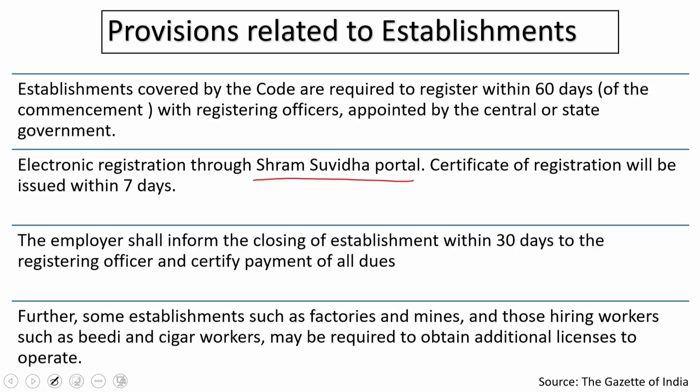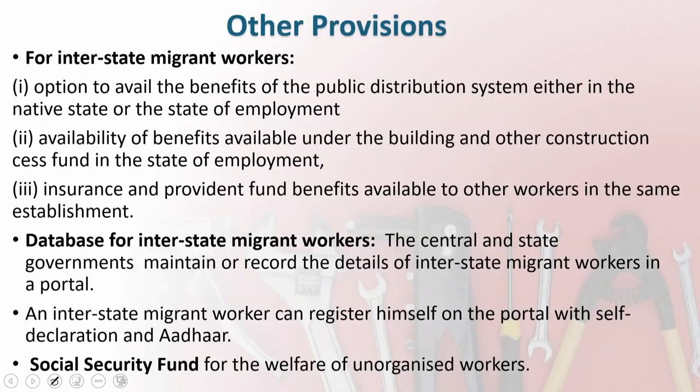And further, some establishments, such as factories or mines, and those hiring workers, such as even beedi or cigar workers, may be required to obtain licenses to operate in that particular area. So these are some of the critical aspects when you look into the establishment aspect. When you have a careful reading of the code, you'll also see that there are some other provisions. Benefits for interstate migrant workers, which I've already mentioned. The 2020 bill, if you go through it, provides for certain benefits for interstate migrant workers.